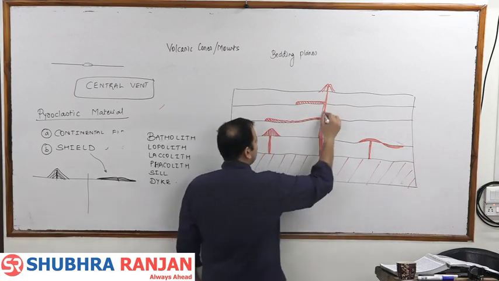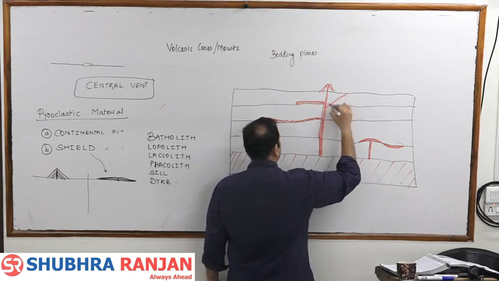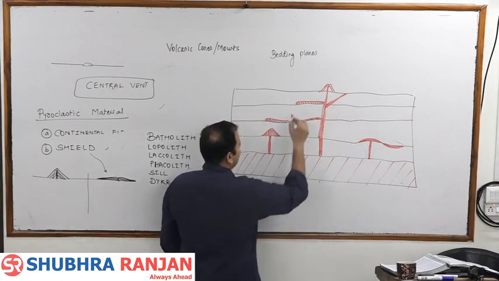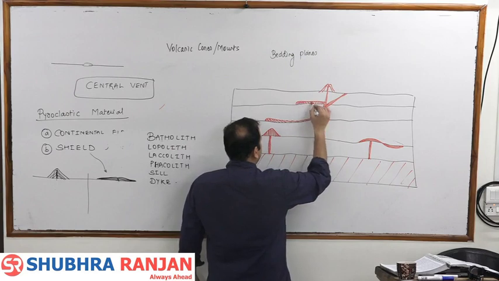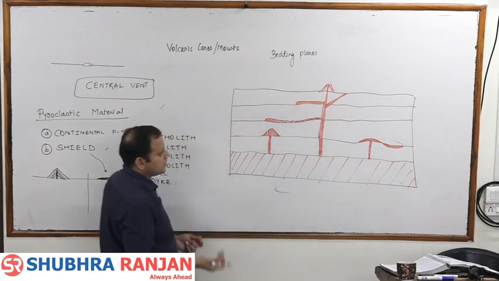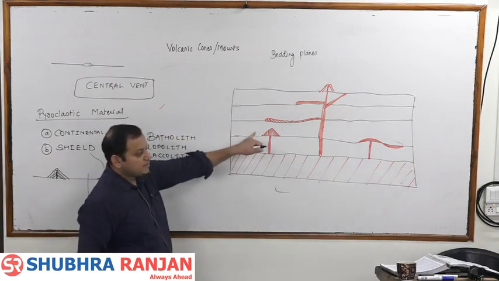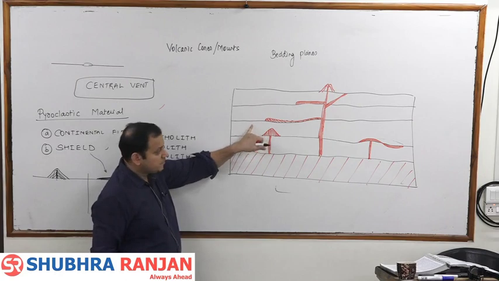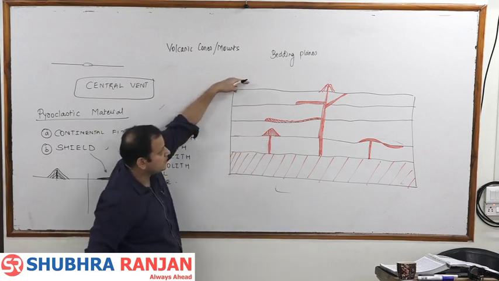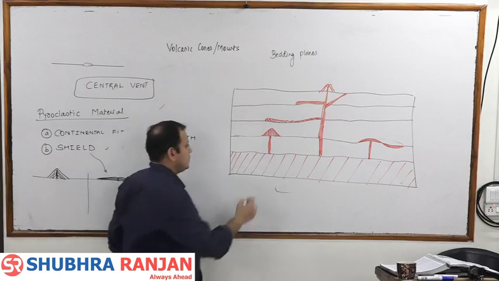Or sometimes it may come up and solidify in this manner. Where is this diagram from? G.C. Leong. So these are the different kinds of rocks or landforms associated with volcanism, but you will call them intrusive. You will call this extrusive.